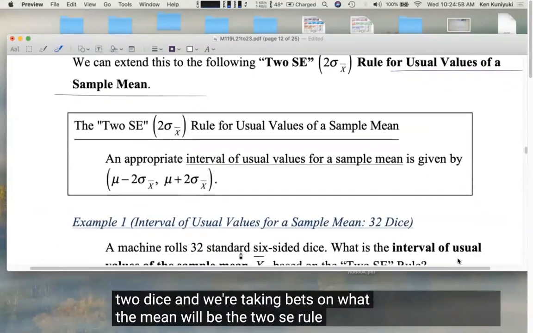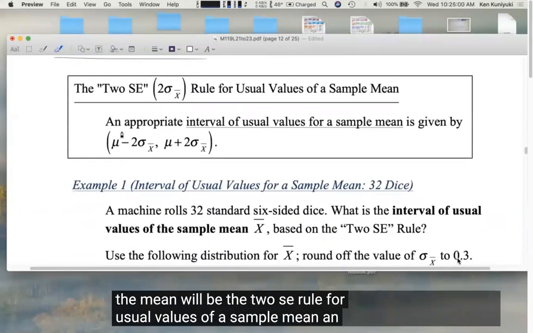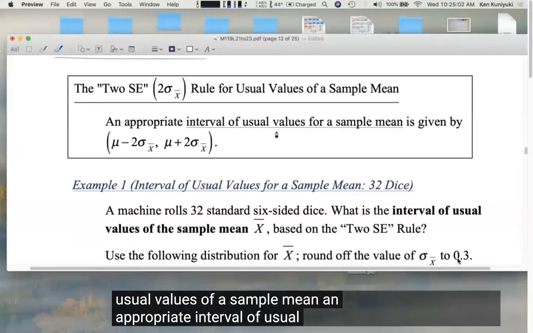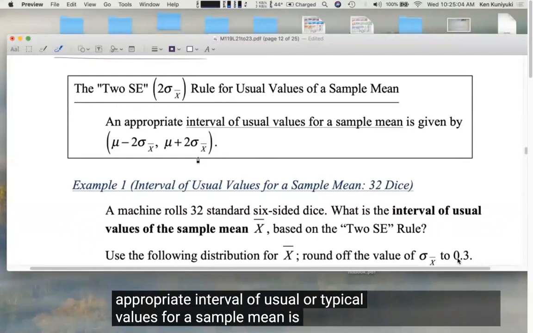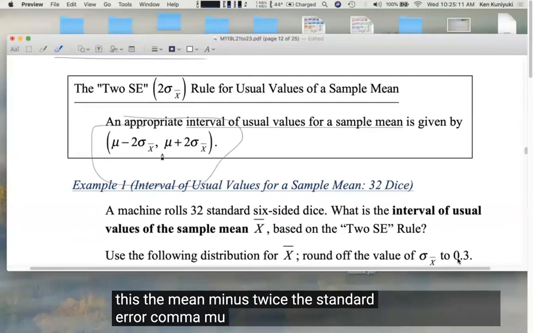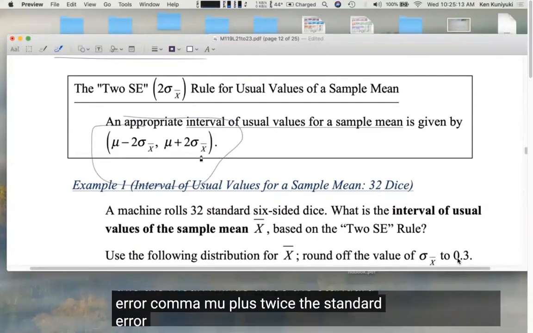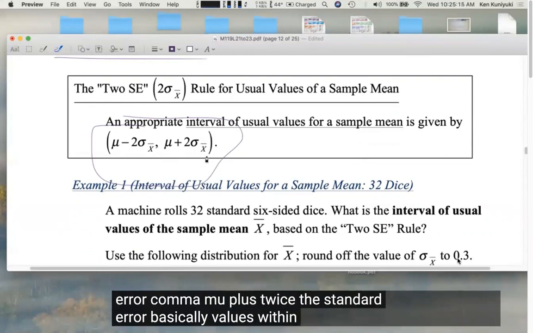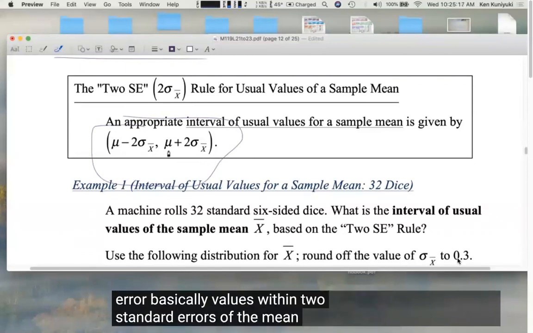The 2SE rule for usual values of a sample mean. An appropriate interval of usual or typical values for a sample mean is given by this. The mean minus twice the standard error, comma, mu plus twice the standard error. Basically values within 2 standard errors of the mean, mu.